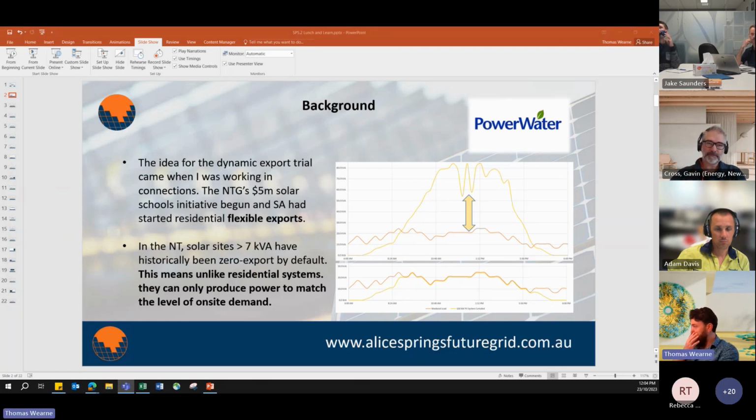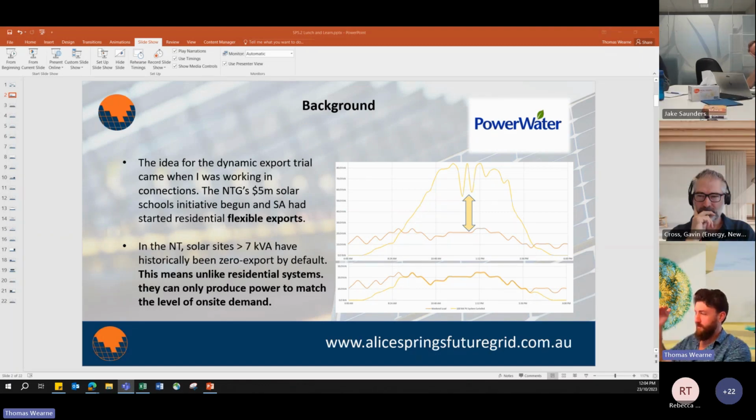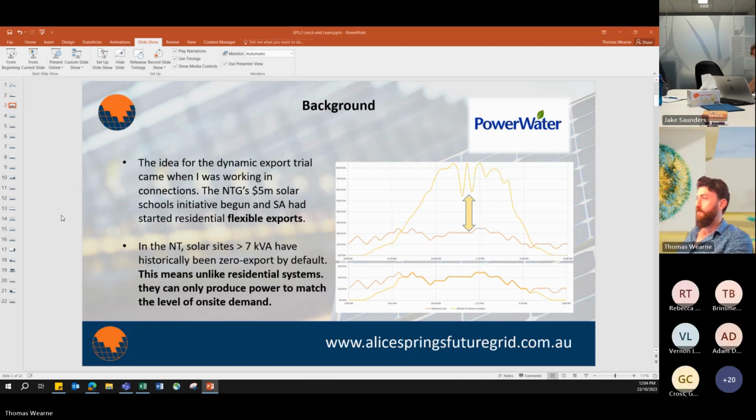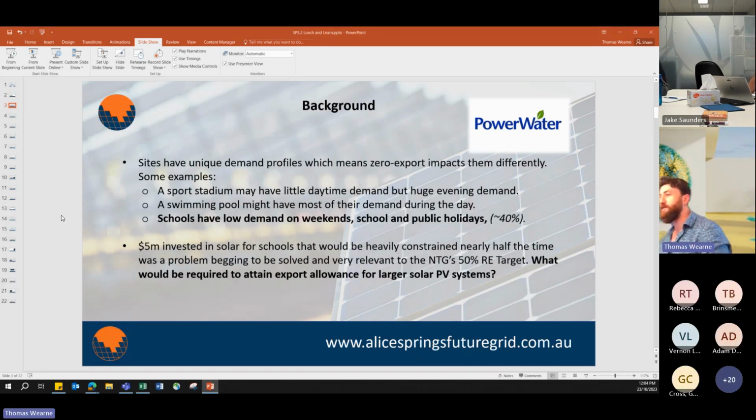The yellow is the solar, and if the solar would be producing more output than what is being consumed locally, its output gets reduced down to match that level. So it's not a case of the solar being exported and not being remunerated. It doesn't get created at above the level of local demand. Because sites have unique demand profiles, this zero export requirement impacts them differently.